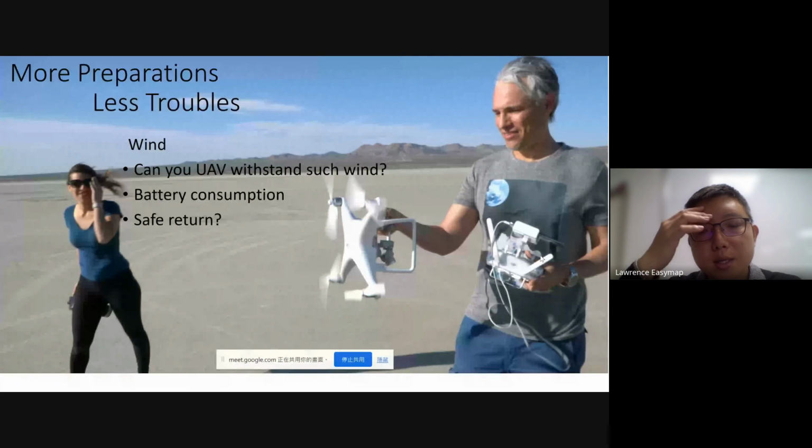And of course, the wind is very important as well. As I mentioned in the previous few slides, high wind speed may cause high battery consumption, which means the drone may not be able to stay in the air for such a long period of time. And also, is it safe to return? If you fly the UAV a long distance, is the battery good enough to return your UAV back to your takeoff point? So you need to have a lot of consideration before you take off.